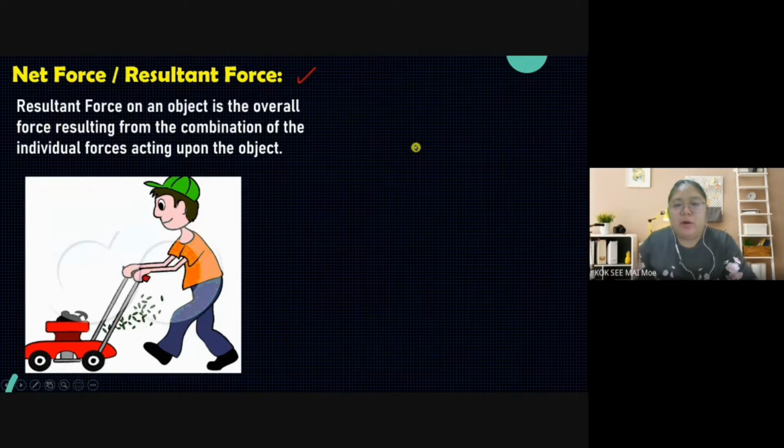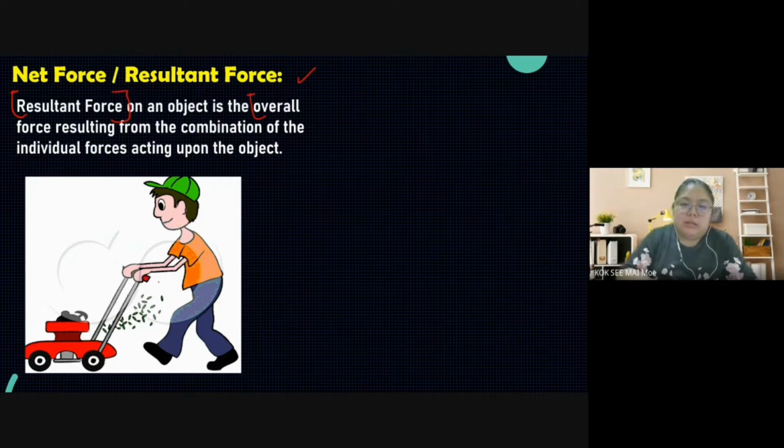Okay, now this one is the definition for resultant force. This question always comes out. They ask you what is the meaning of resultant force. So you must say the resultant force on the object is the overall force resulting from the combination of the individual forces acting upon the object. So that means you need to add all the forces. Finally, you only have one left. That one we call the resultant force.